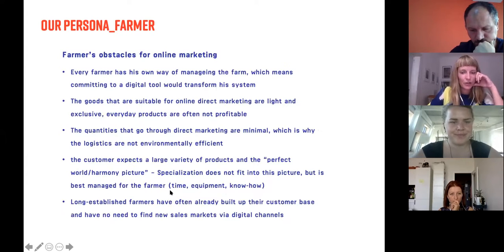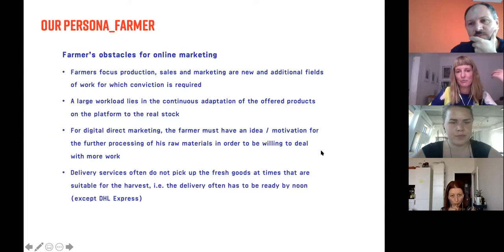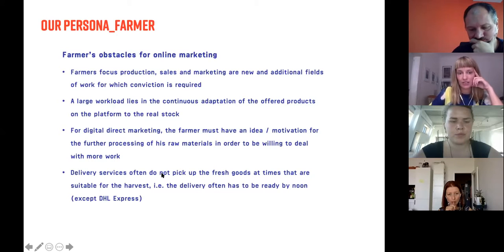Yes. Then the next point is that, as I said before, farmers focus on the production, and they really need a motivation to think about and care about the further processing of their raw materials, and to take on the workload that comes with making it digital and thinking about where the products are going.